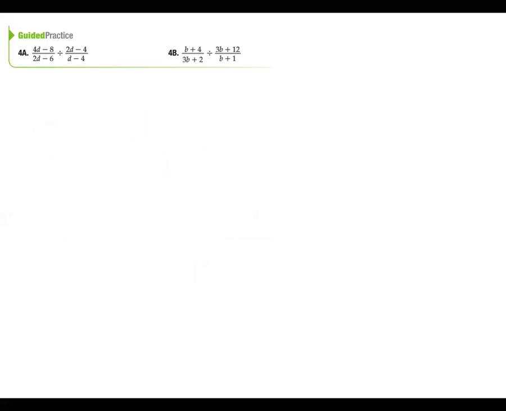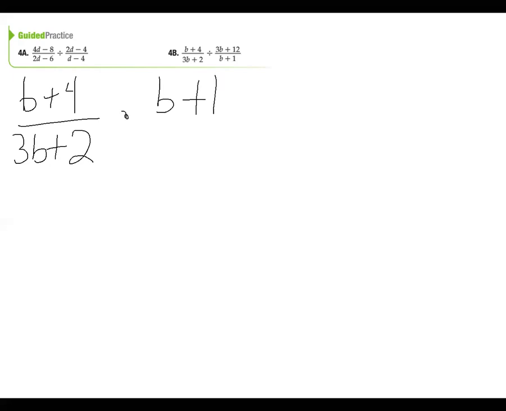All right, the next one, you have (b + 4) over (3b + 2). And you can't factor anything out of that one. So multiply by (b + 1) over (3b + 12). And the 3b plus 12, I'm going to flip it to the denominator and factor out the 3 at the same time. Okay? So you could see that you have a common factor of b plus 4 here.